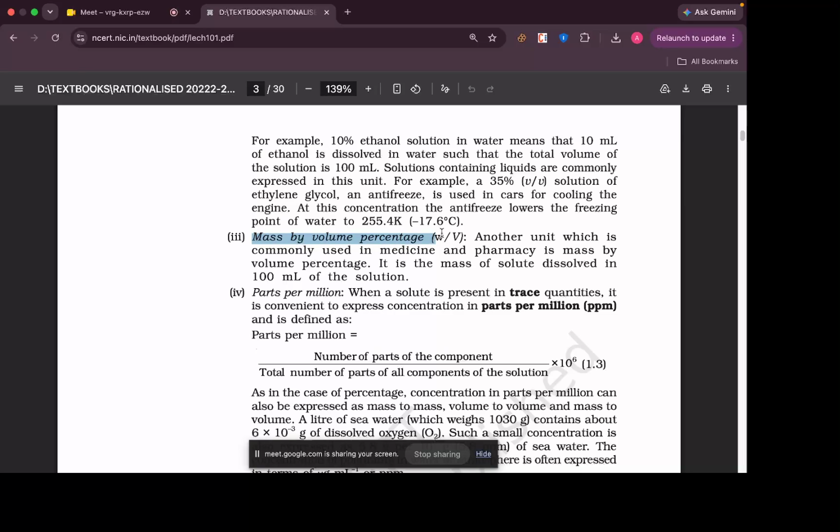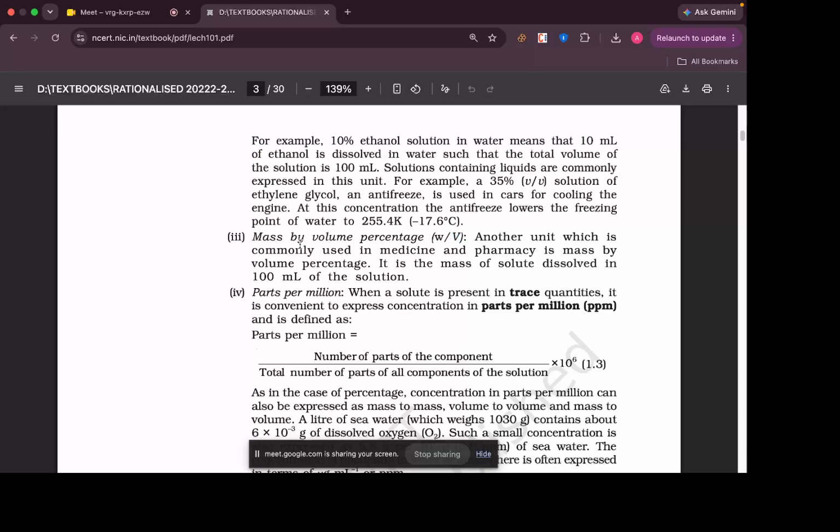We are talking about mass. So mass by volume means what? Here above we will use mass, and below we will use volume. From here, you are going to see the complexity level increase.